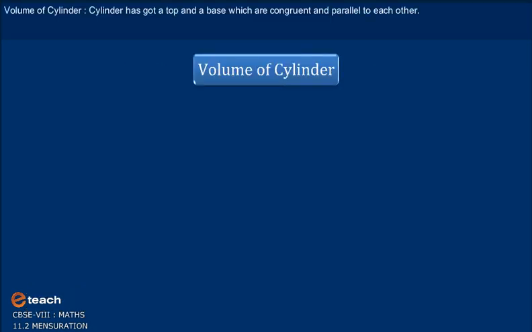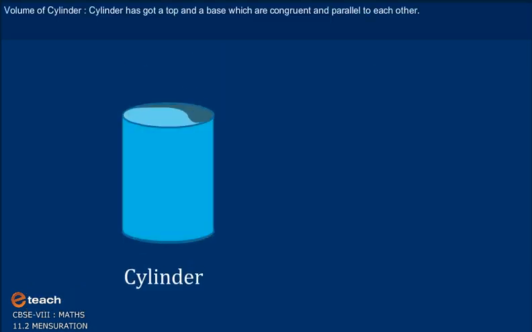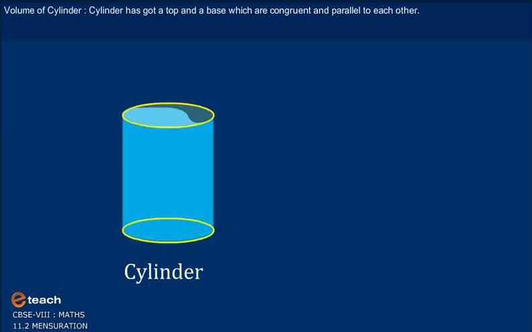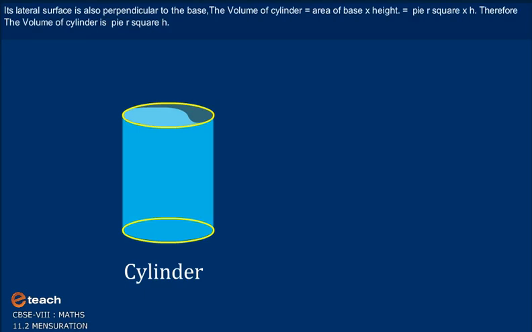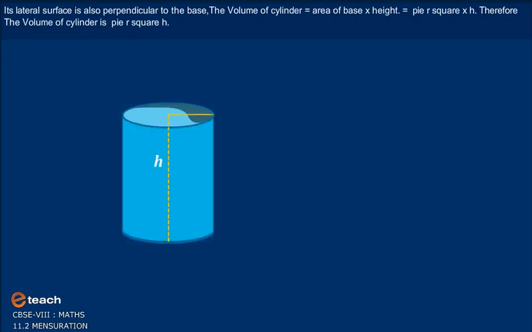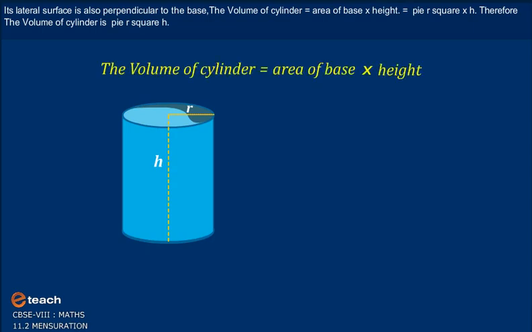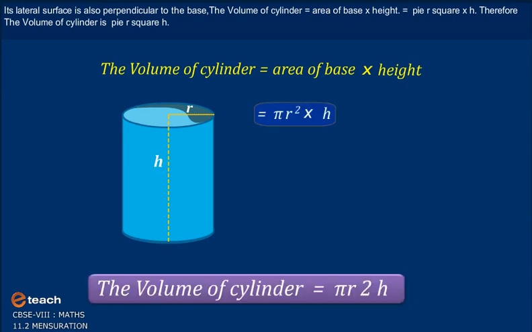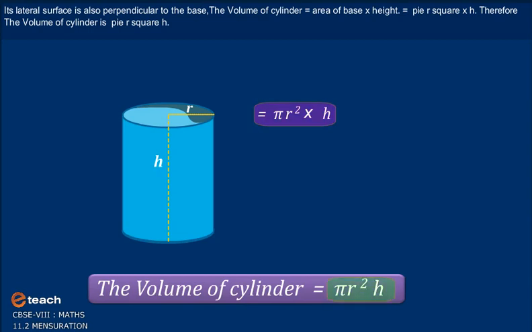First, volume of cylinder. A cylinder has got a top and a base which are congruent and parallel to each other. Its lateral surface is also perpendicular to the base. The volume of a cylinder is equal to the area of the base into height, that is, pi r square into height. Therefore, the volume of a cylinder is pi r square h.